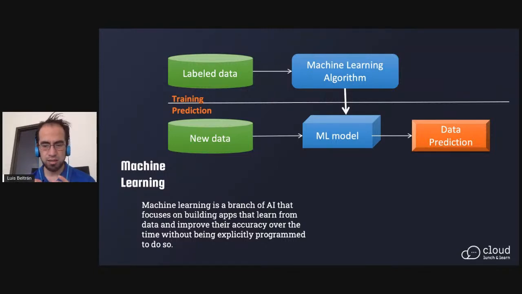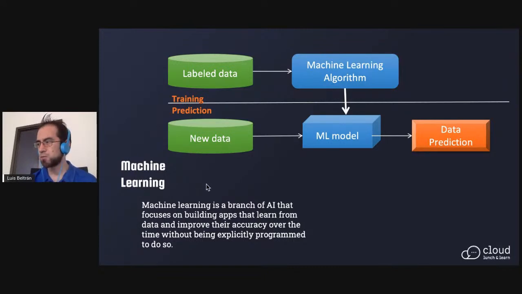This is not a single time process. This improves from time to time. Maybe you want to improve the accuracy, so you provide new data or you adjust some parameters, right? The idea is that at the end, the model will be able to predict, will be able to classify new data, but it needs some tuning for high accuracy.